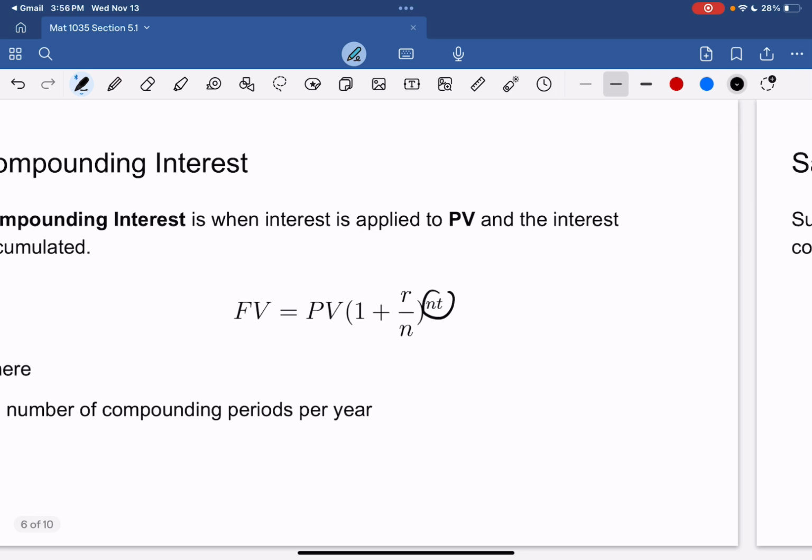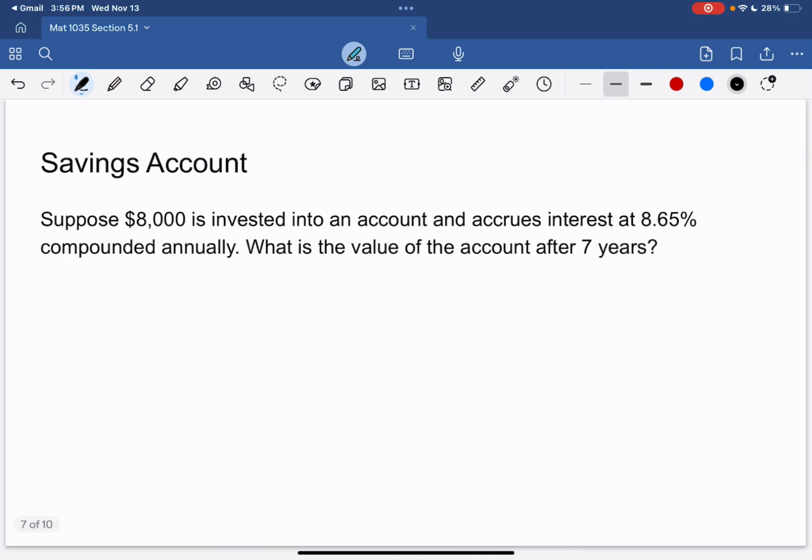Let's do an example of this. Suppose we have $8,000 invested into an account and it accrues interest at 8.65% compounded annually. What is the value of the account after 7 years?